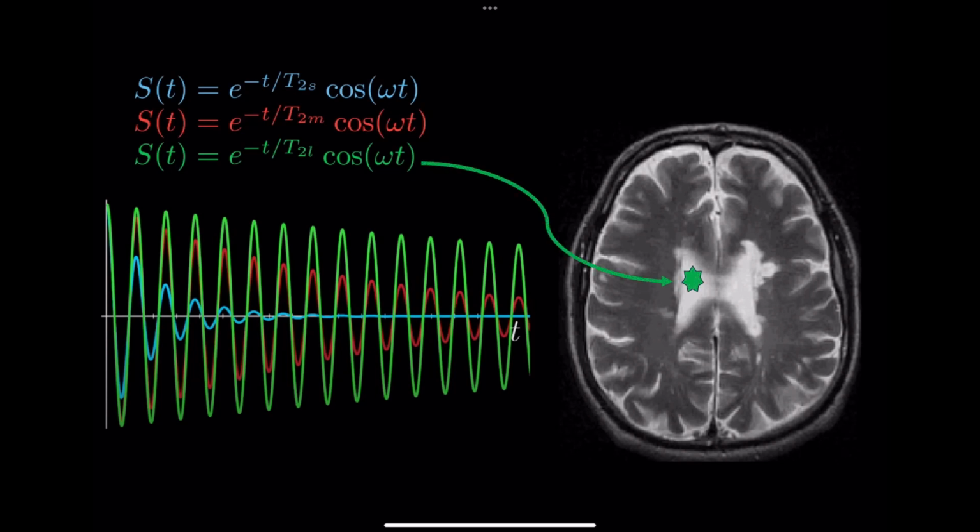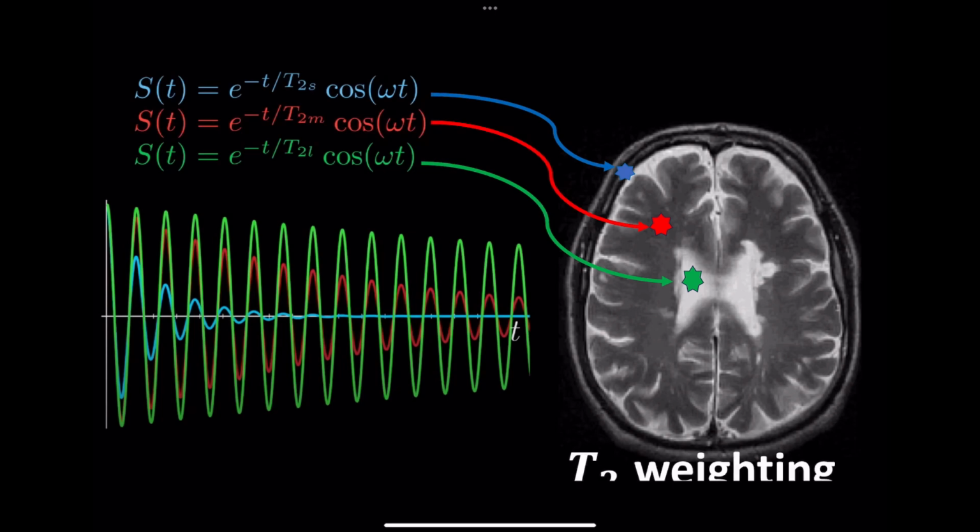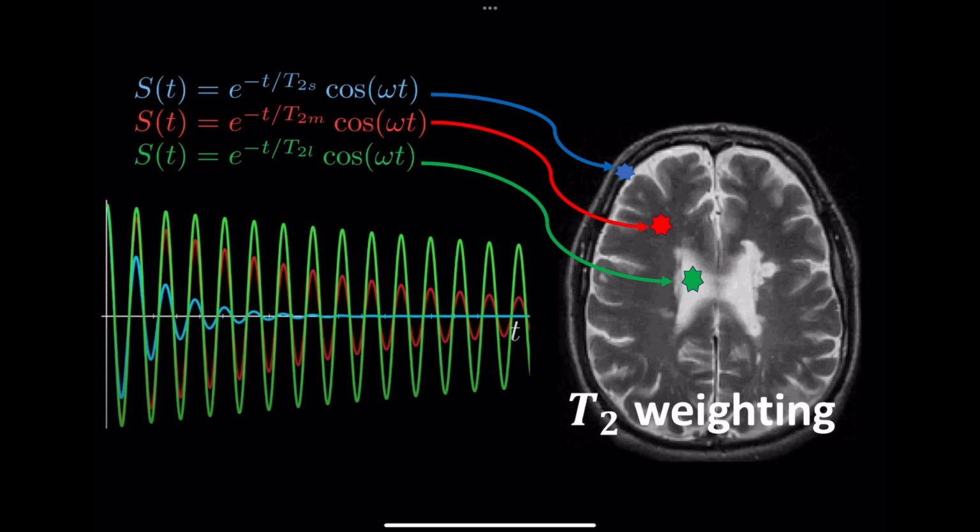As you can see here, green provides a strong signal and would appear bright on the image. Then, red would be more gray, and finally blue, whose spins got out of phase with each other very quickly, would appear black. This again is called T2 weighting, since T2 is the parameter which produces the contrast in the photo.